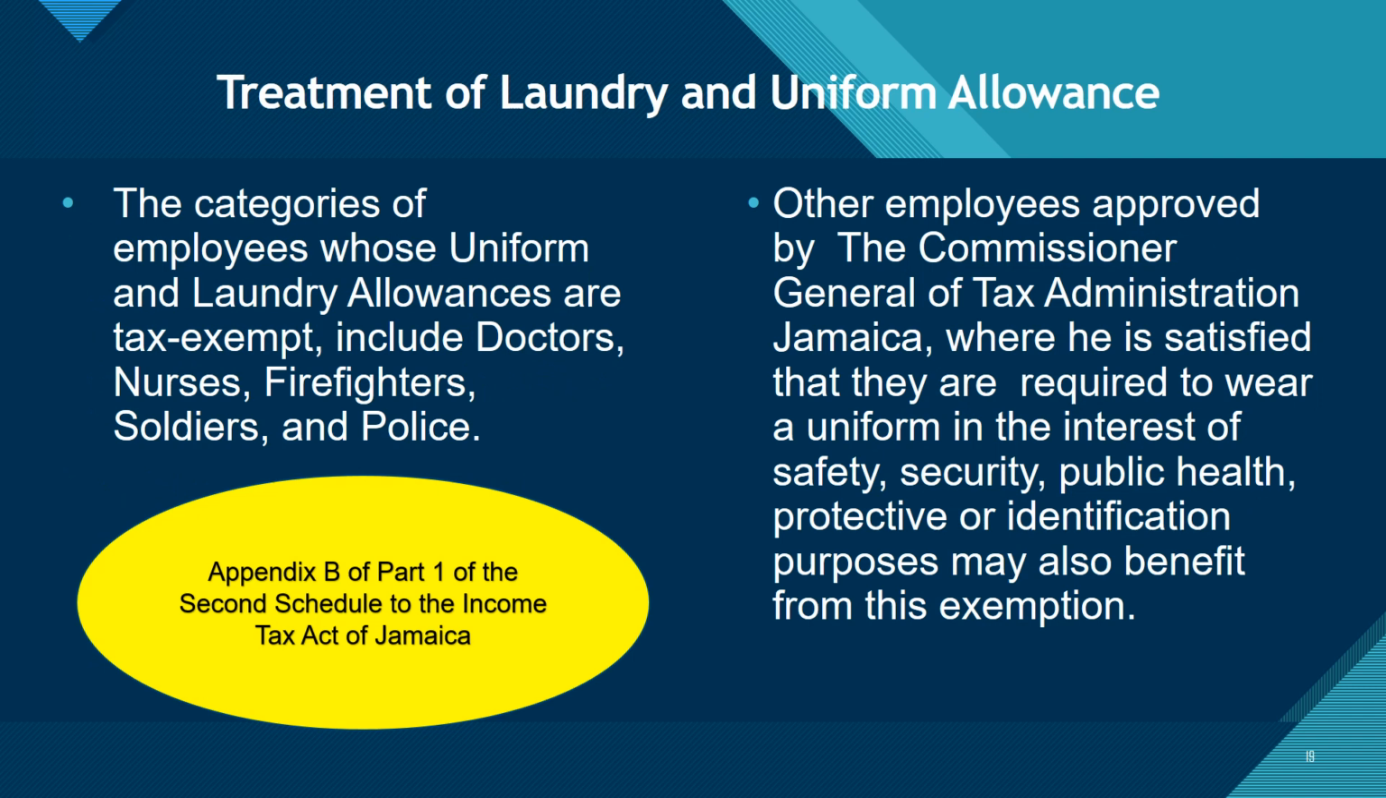The categories of employees whose uniform and laundry allowances are tax-exempt include doctors, nurses, firefighters, soldiers, and police. Other employees approved by the Commissioner General of Tax Administration Jamaica, where he is satisfied that they are required to wear a uniform in the interest of safety, security, public health, protective or identification purposes, may also benefit from this exemption. Appendix B of Part 1 of the Second Schedule to the Income Tax Act of Jamaica.